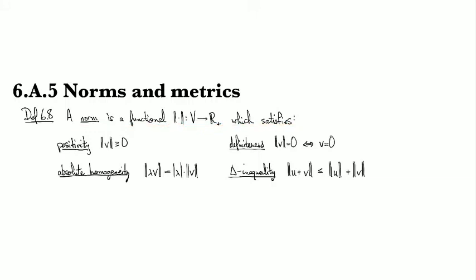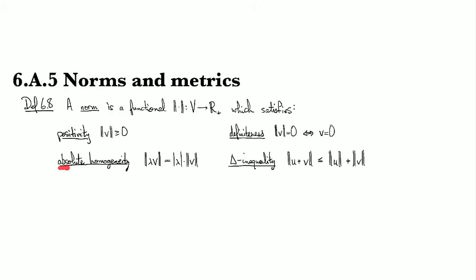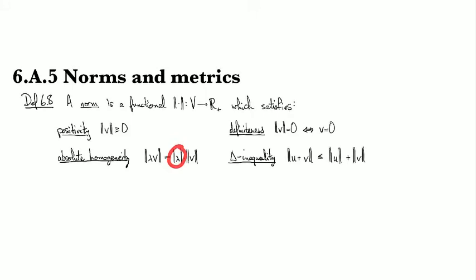So it needs to be positive in the sense that it can only take non-negative values. It needs to be definite in the sense that the only thing with magnitude 0 is the 0 vector itself. It needs to satisfy absolute homogeneity, meaning that you can pull a scalar multiple out as long as it comes with absolute values. And it satisfies the triangle inequality, which says that the magnitude of a sum is less than or equal to the sum of the magnitudes, not necessarily equal to.